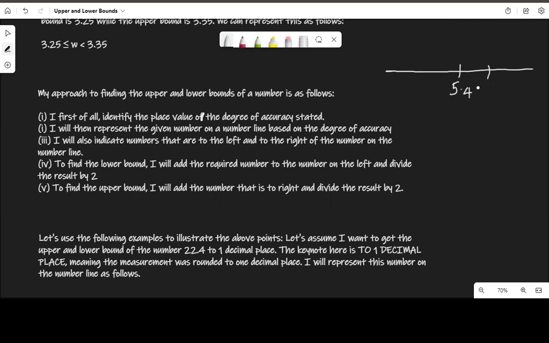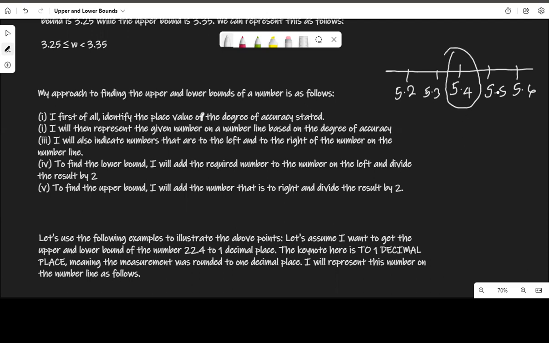Next to 5.4, to 1 decimal place, what is the next digit to 5.4? It should be 5.5. The next digit to it is 5.6, and so it goes like that. Now, if you are coming down, before we get to 5.4, we had 5.3. Before 5.3, we have 5.2, and so on and so forth. So this is the digit in question. I want to get the upper and the lower bound of this digit.